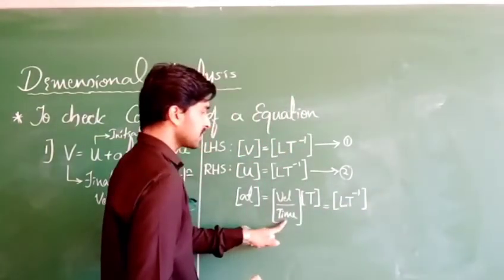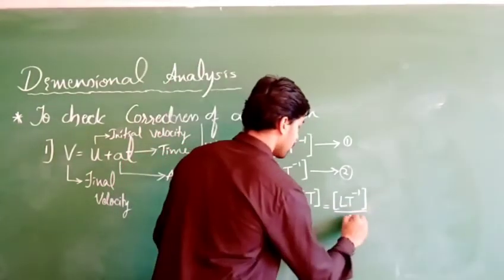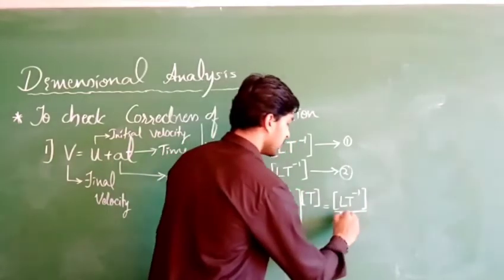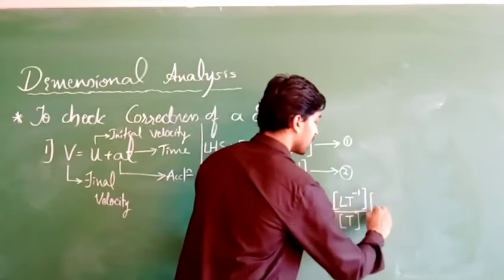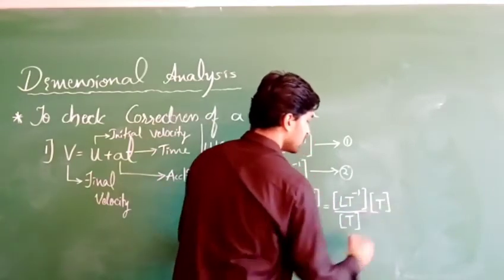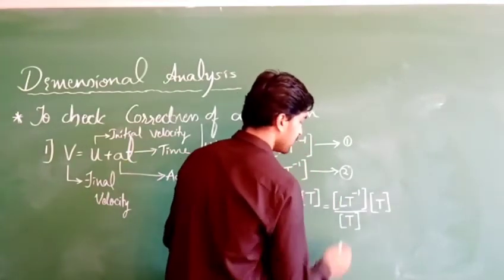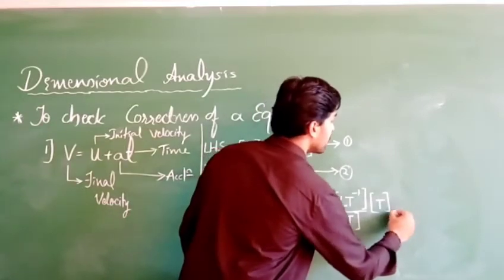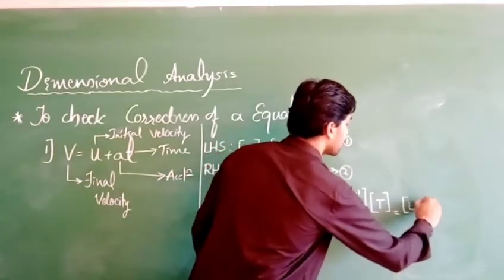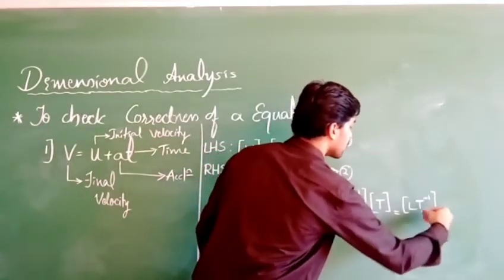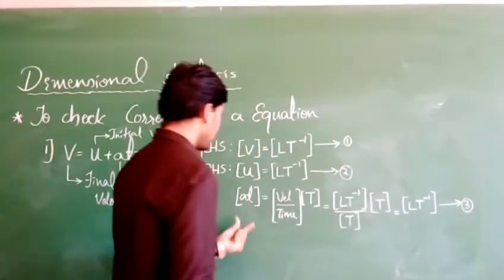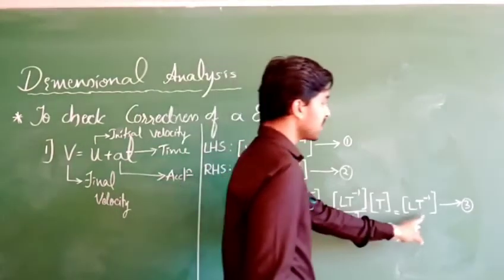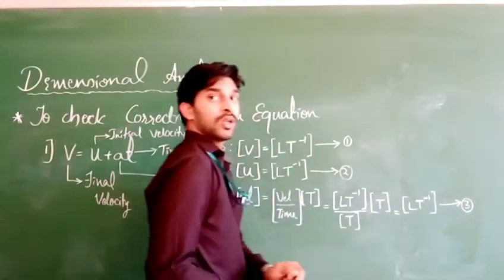Okay? Next, here we are having time, that's why T. And here, right side again one more T we are having, that's why T. So this T will get cancelled. Finally, what is remaining here? LT to the power of minus 1. So this term I will be treating as third equation. That means dimensional formula for AT is nothing but LT to the power of minus 1.